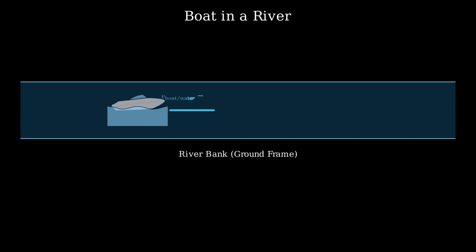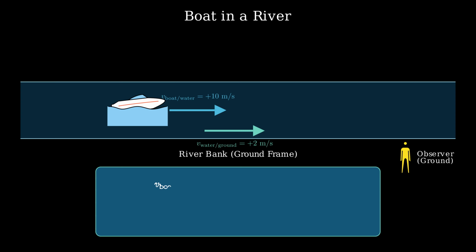A boat is moving east at 10 meters per second on a river. The river current is flowing east at 2 meters per second. What is the boat's velocity with respect to the ground? The boat's velocity with respect to the ground is V-boat ground equals V-boat minus V-water. Wait, actually let me recalculate. We want V-boat with respect to ground. So we add the boat's velocity relative to water and the water's velocity relative to ground.